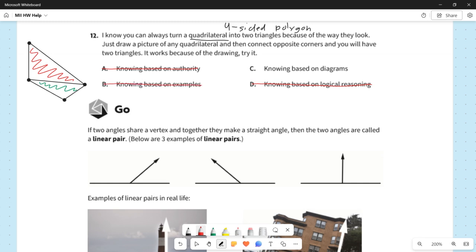Based on examples kind of requires there to be, okay, this thing keeps happening. It seems like it's true. It's like you're noticing a pattern. That's what knowing based on examples looks like. It's a pattern that comes from recurring different examples. That's not what we did here. So what we did here was we did C, we drew a diagram, and based on that diagram, it certainly looks like any quadrilateral that we draw, if you connect opposite corners, you will get 2 triangles. So for 12, we know that that's true based on diagrams.